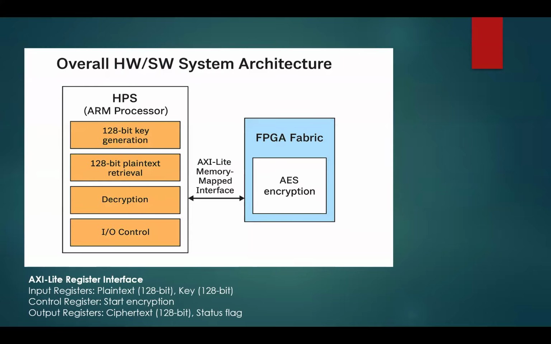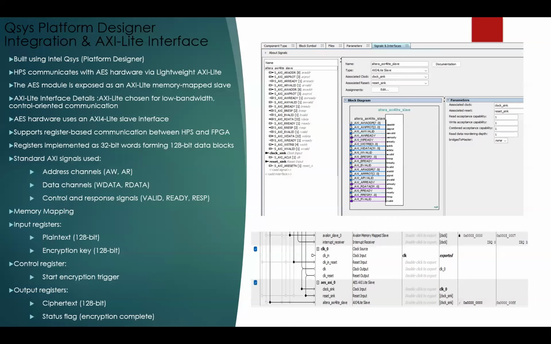This is the overall hardware software system architecture. In the HPS ARM processor, we have 128-bit key generation, 128-bit plain text retrieval and decryption, and IO control, which is mapped through AXI Lite memory into the FPGA fabric, which does the AES encryption. The AXI Lite register interface has input registers for 128-bit plain text and 128-bit key. The control registers are responsible for the start of encryption. The output registers are the ciphertext and status flag.